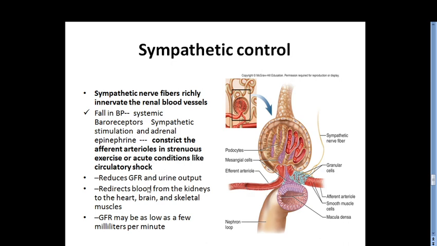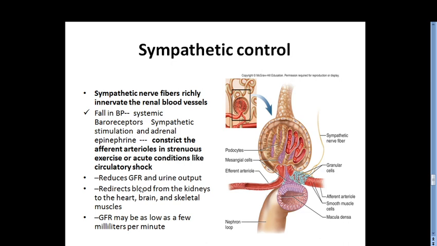Suppose there is a severe fall in blood pressure. This may happen in circulatory shock or in physiological conditions like very strenuous exercise. In very severe exercise there is very strong sympathetic stimulation. Or because of excess sweating, there may be a fall in blood pressure. In acute conditions like circulatory shock, again there is sympathetic stimulation. In that case there is a reduction in GFR. Why is there a reduction in GFR and urine output?